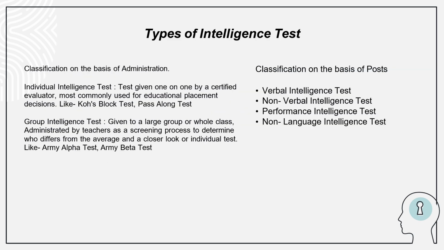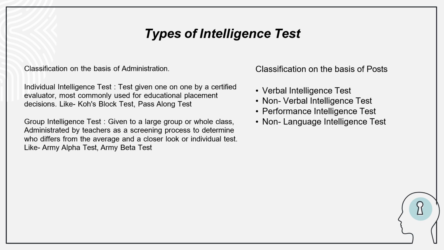Now, what are the different types of intelligence tests? We can do the classification on the basis of administration or on the basis of performance. On the basis of administration, it can be an individual intelligence test, wherein tests are given one-on-one by a certified evaluator, most commonly used for educational placement decisions, like the Koh's block test or the Pass Along test. Now, Koh's block test is also a part of the Bhatia battery.